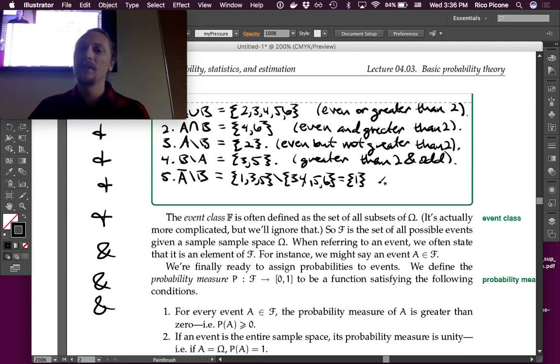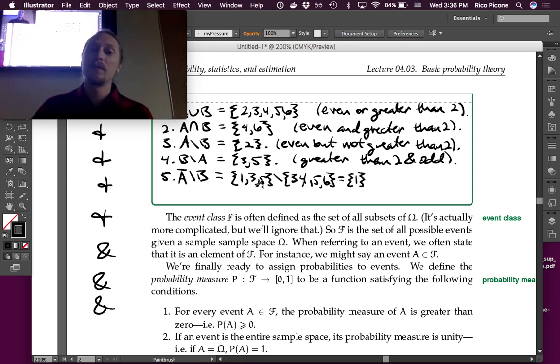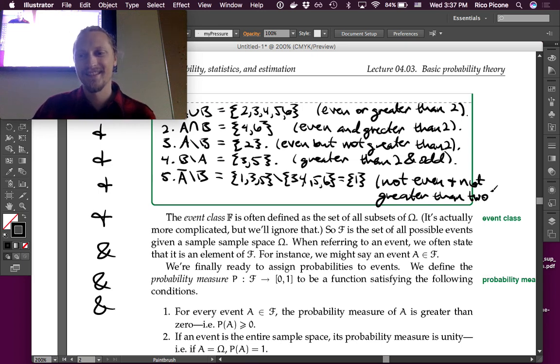The way we would interpret this in words would be: not even, and not greater than 2. The result is 1.